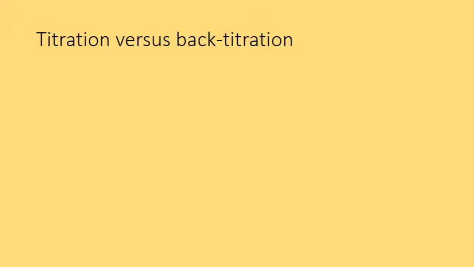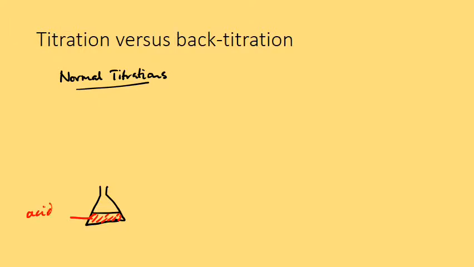Okay, so normal titrations. Normal titrations first. What you're going to have is a conical flask, and let's say you've got some acid in here. Let's paint that red to make it an acid, and first of all it's the acid, and let's say you know the volume.